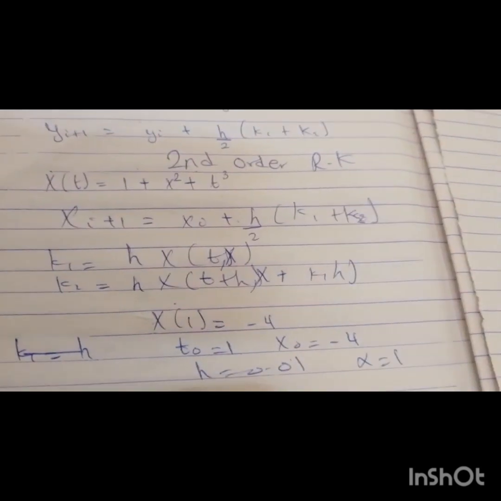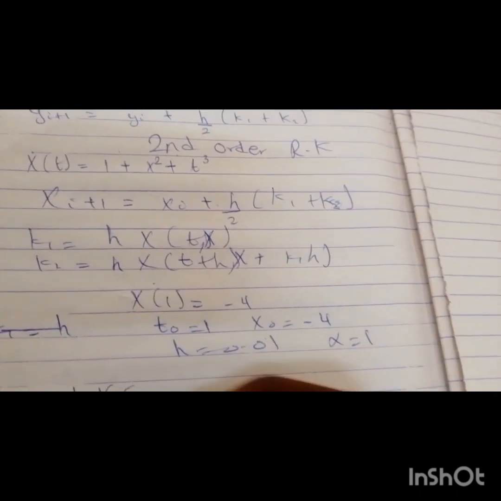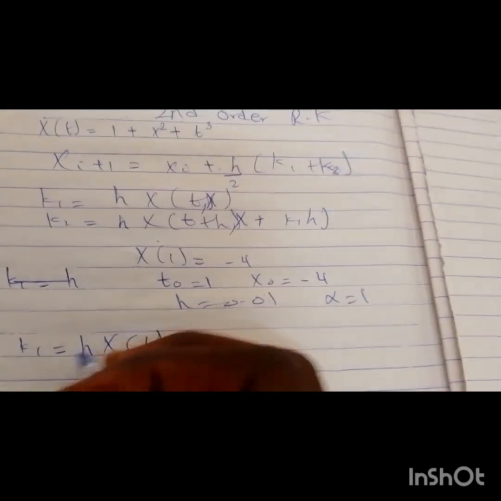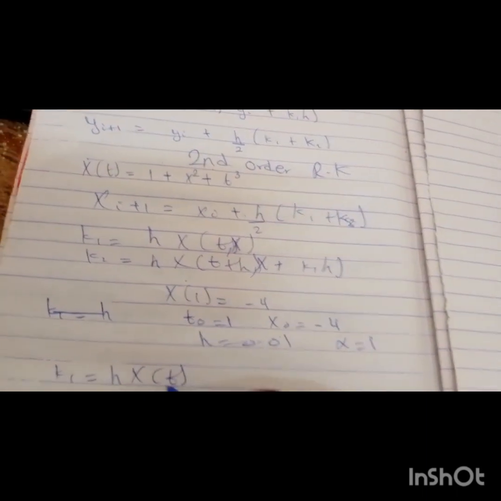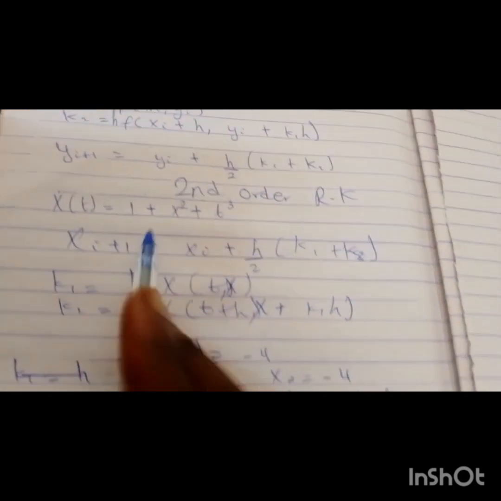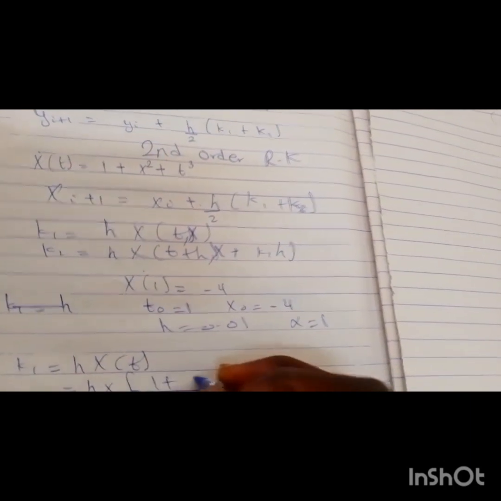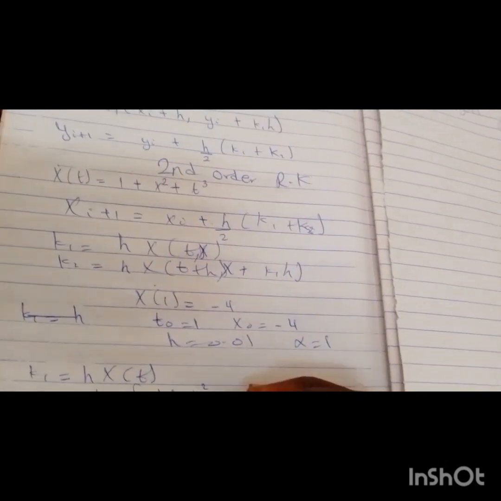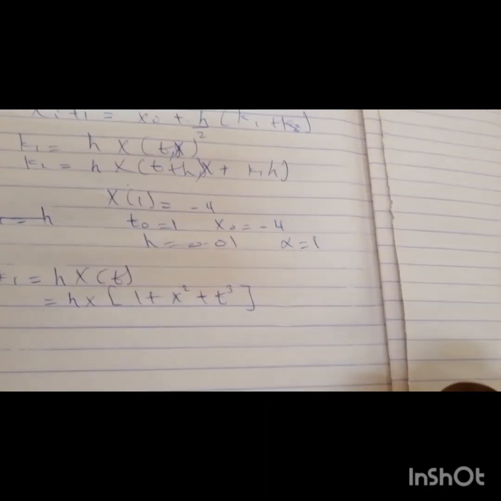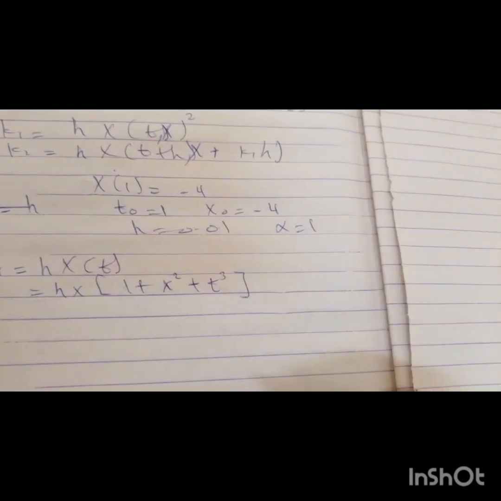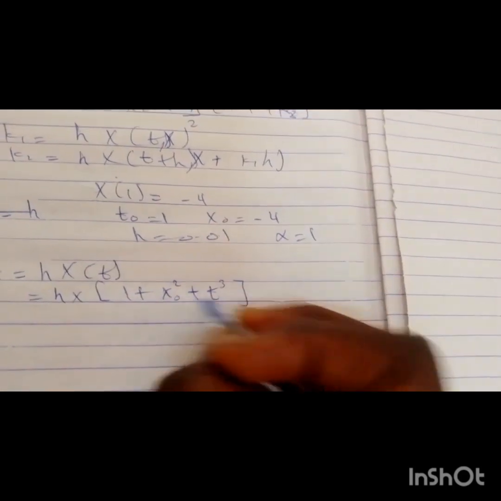Okay, so now let's start. So we find our k1 to be the h times the x of t. Now what's x of t? Our h times the function, which is 1 plus x squared plus t cubed. Good. So now over here, what x and what t are we dealing with? We're dealing with x0 and t0, right? So you have your x0, t0.